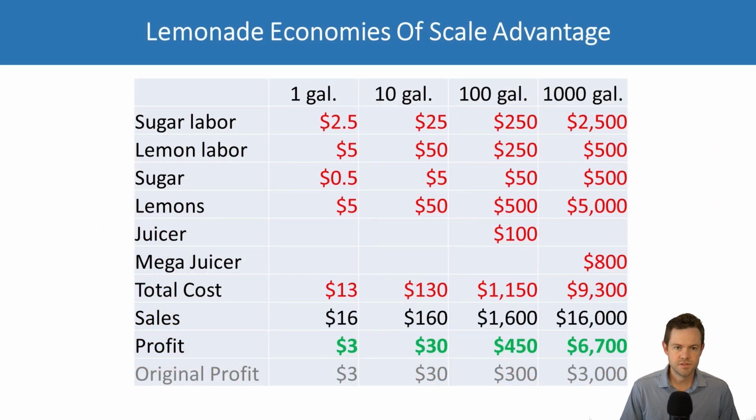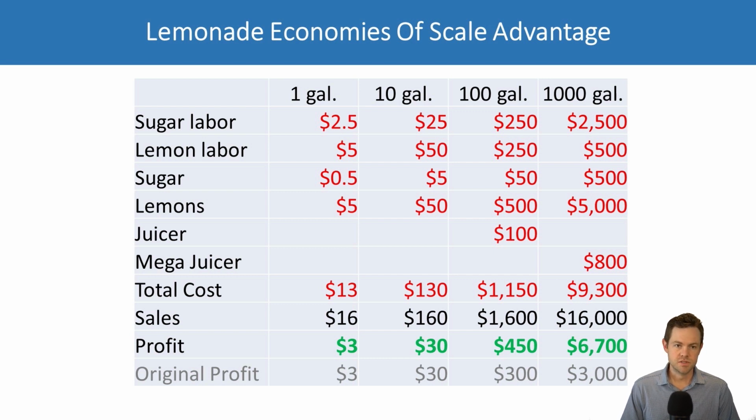Now let's summarize those differences. At lower scales, it didn't make sense to pay for the equipment that could speed up our labor. We didn't have the volume to support it. We would lose money. So at 1 and 10 gallons, we just keep hand squeezing. But once we get to 100 gallons, it makes sense to pay $100 to speed up our lemon squeezing process and save the labor, because the labor savings offsets the additional expense and increases our profit by 50%.